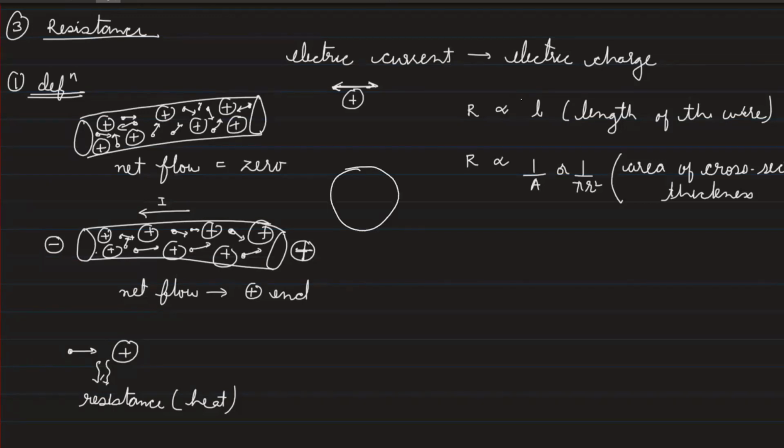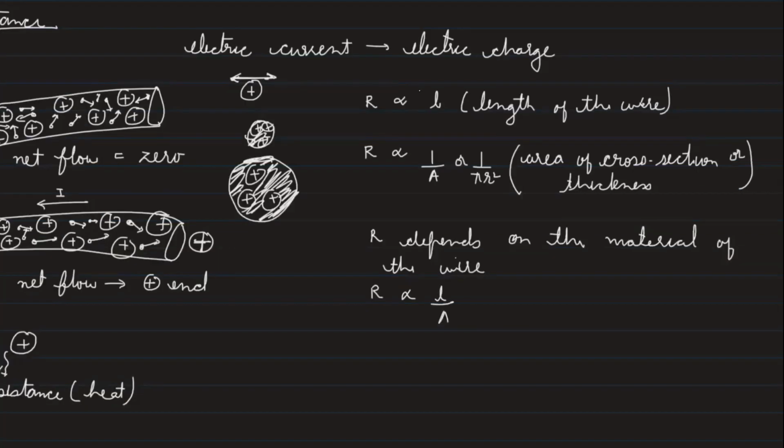So basically, when you're talking about the cross section, the electrons will have more space to go if the wire is thicker, and there are fewer chances of collision. And if the wire is thinner, there will be more chances of collision. There will not be enough space for the electrons to go. It also depends on the material of the wire. Resistance is directly proportional to L upon A.